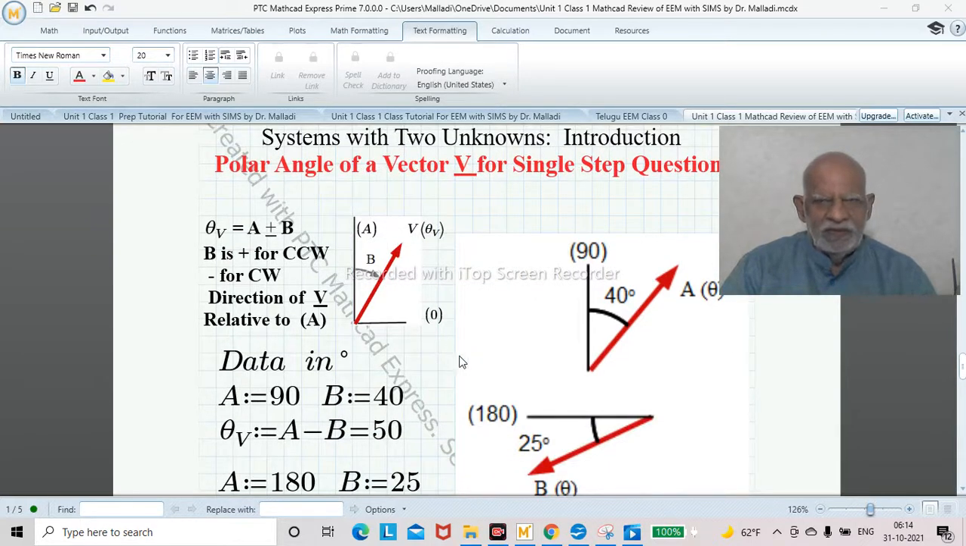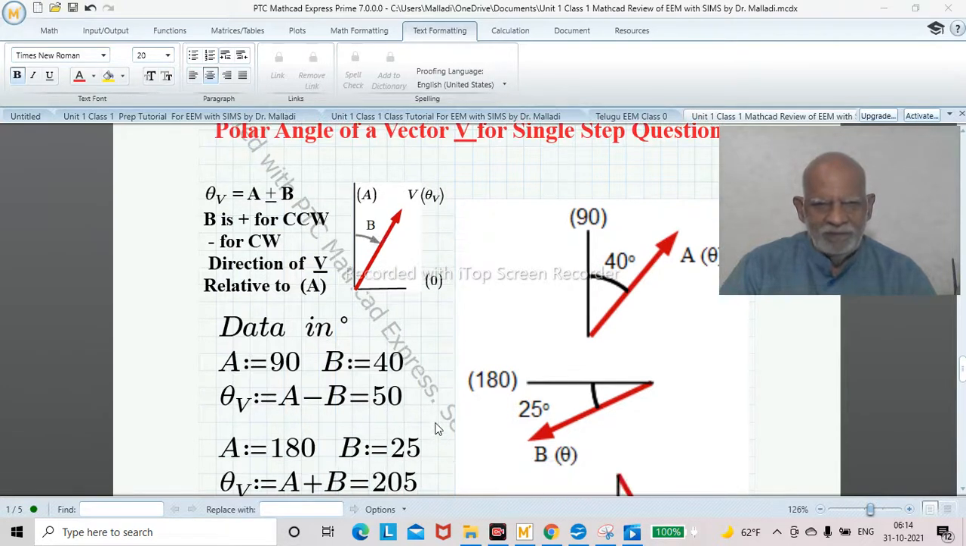So I'm giving a bunch of examples that are given in the book itself. Data in degrees: A is 90, and B is 40. I didn't use theta here, since I used it in the calculator mode. Like this, 50.